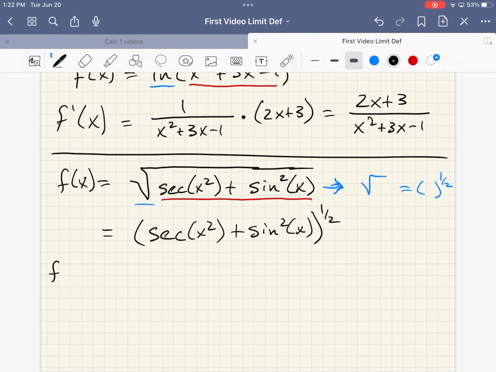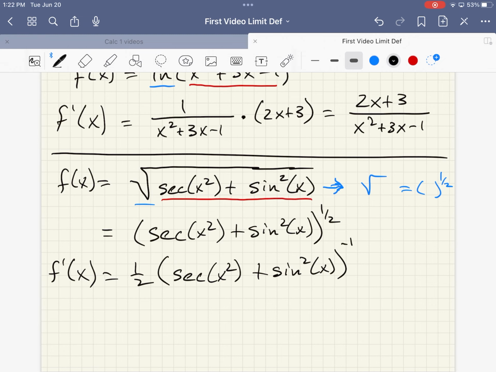Okay. Now, when we do the derivative, we're going to do the derivative of the outside. So this is a power rule. We're going to bring the 1/2 down here, and again, keep in mind, we're going to leave this alone. So this is going to be secant of x squared plus sine squared of x raised to the negative 1/2. And now I need to multiply it by the derivative of what's inside.